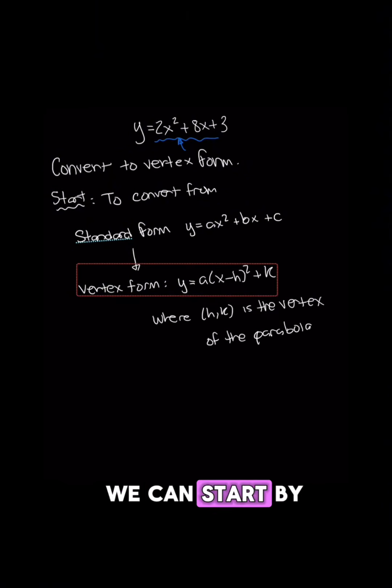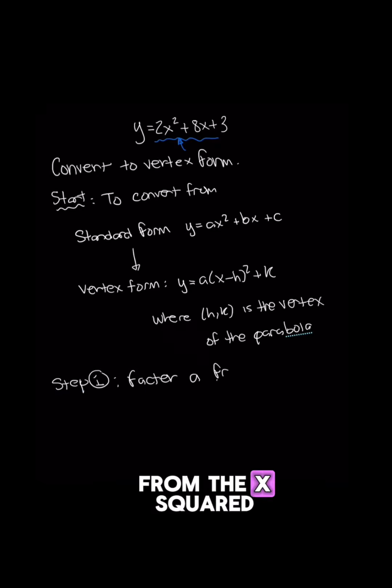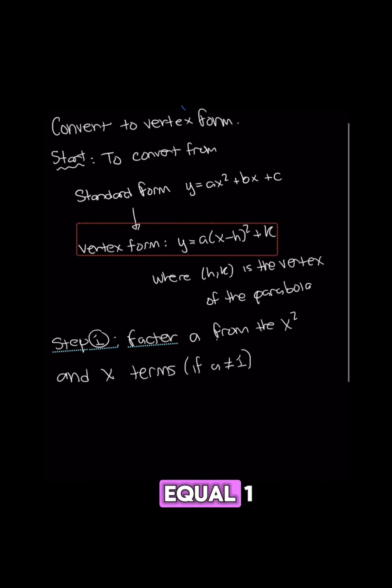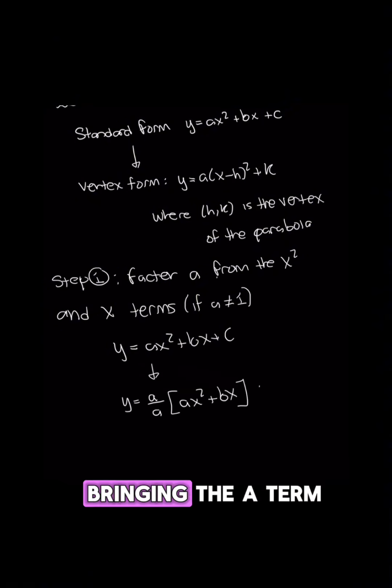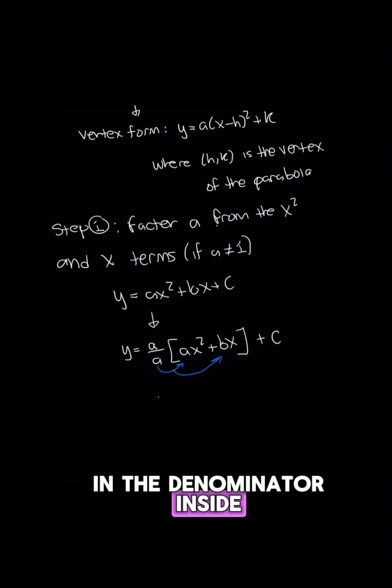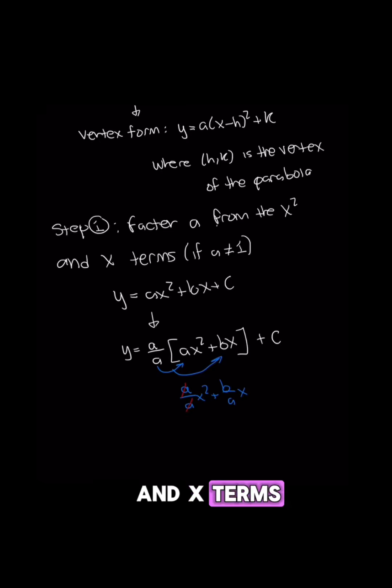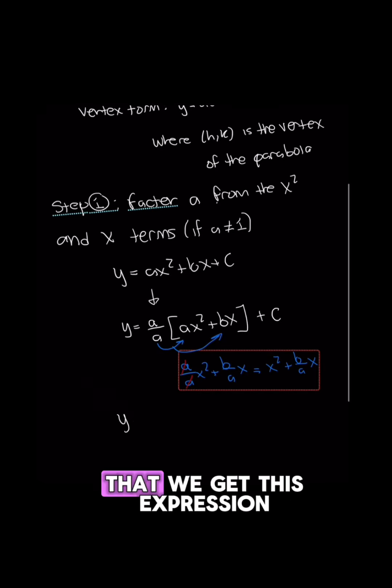the parabola, we can start by step 1, factoring a from the x squared and x terms, if a does not equal 1. In the case that a equals 1, we can skip this step. To factor out the a term, we can multiply by a over a, bringing the a term in the denominator inside to the x squared and x terms, leaving the c outside. And if we do that, we get this expression.